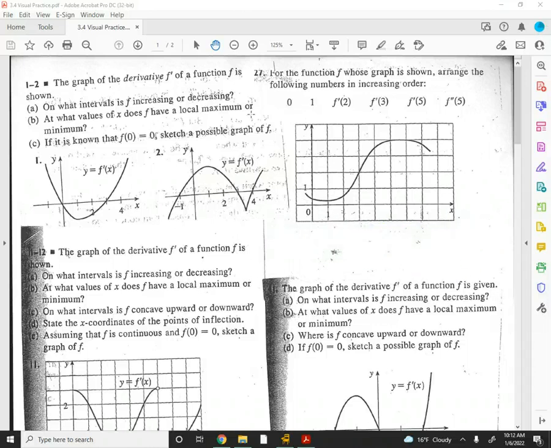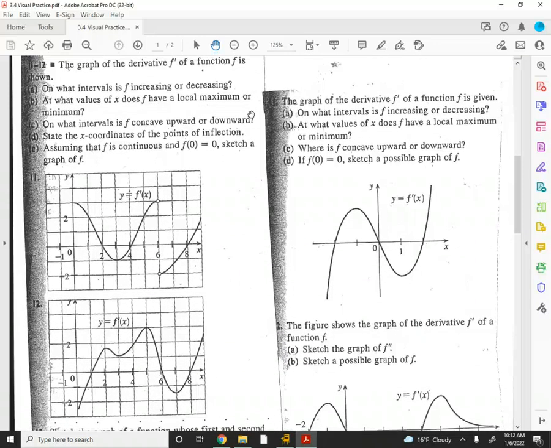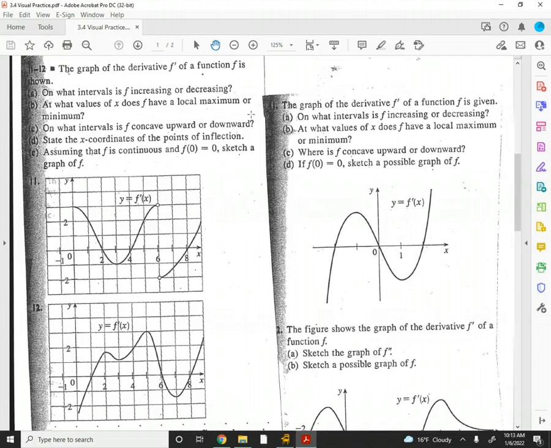Okay, now we are going to incorporate concavity. So that's what these, like on the left-hand column, 11 and 12, they talk about increasing and decreasing, mins and maxes, but then we're also going to talk about concave up and down and points of inflection.